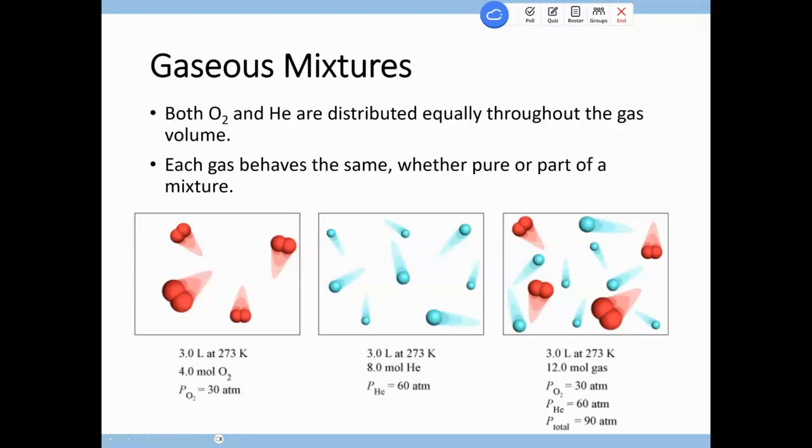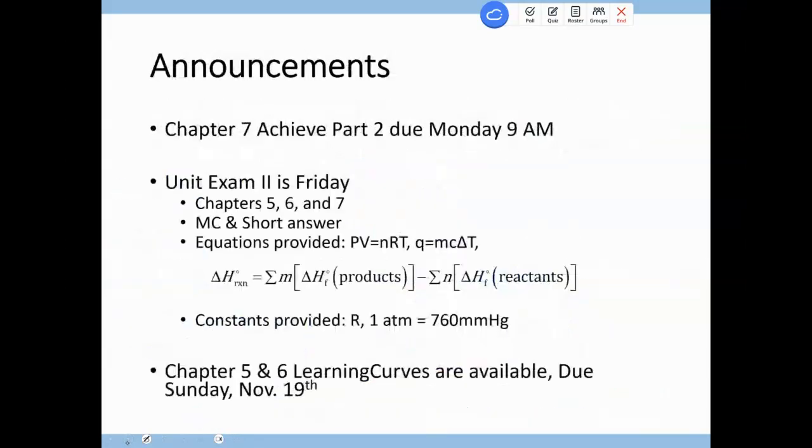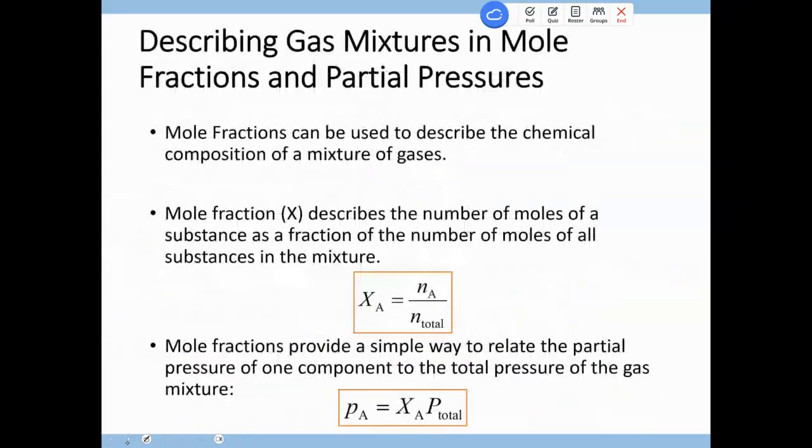Now we can use the mole ratio, so how many moles of helium there are compared to the total amount, how many moles of oxygen there are compared to the total amount, and use that to calculate partial pressures. And so this slide is where we'll do that.